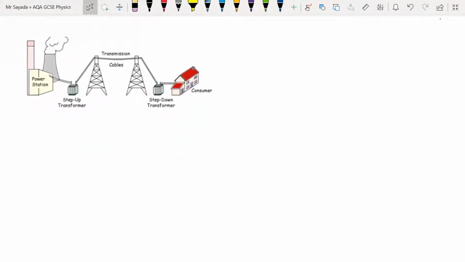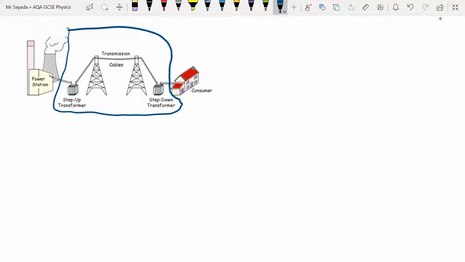So here's a diagram of the national grid. Pause the video to take a look at it and press play once you're ready. So there are only 3 parts of this diagram that are actually considered the national grid, and that's everything inside this box here. So the step-up transformer, the transmission cables, and the step-down transformer are part of the national grid.